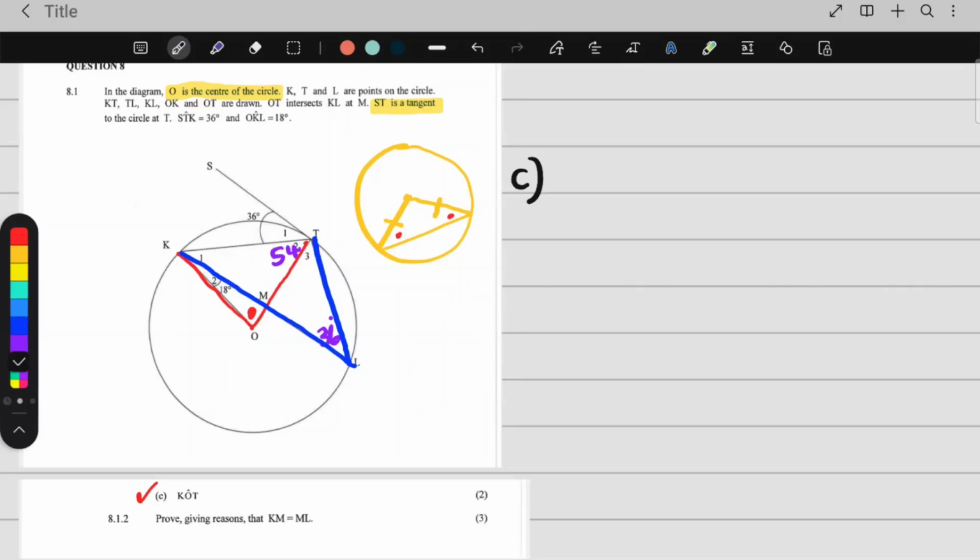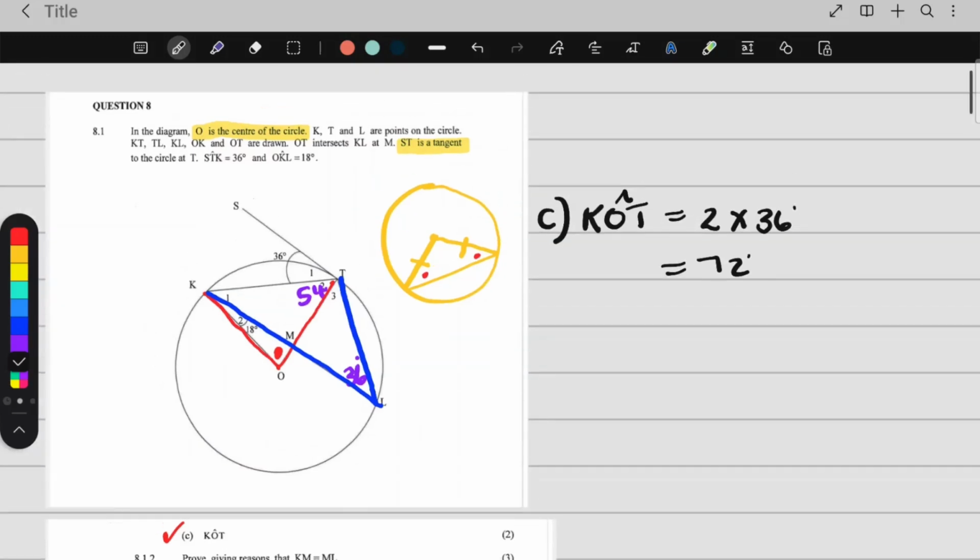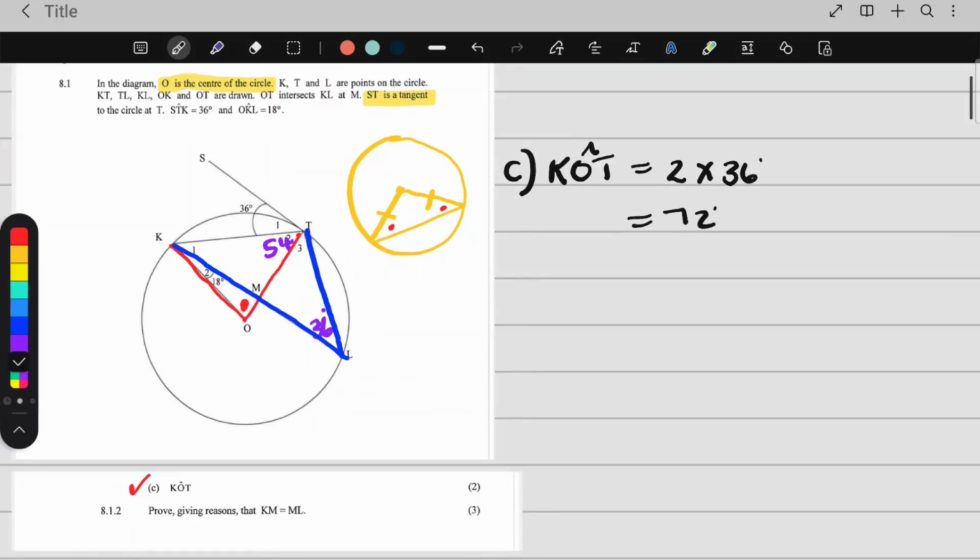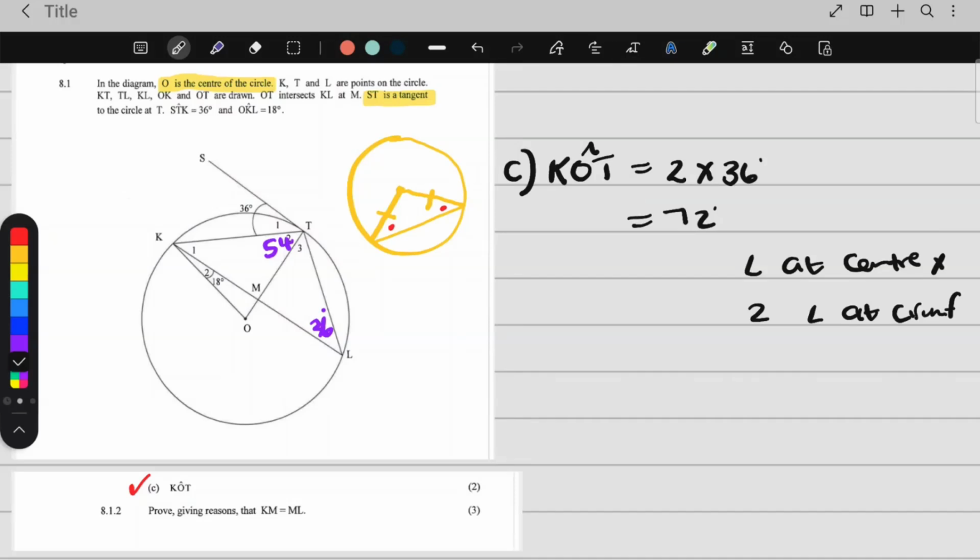Number C, angle KOT is double 36. So it's 2 times 36, which is 72. And our reason is angle at center twice angle at circumference. So now remember, I'm going to put in here, this is 72.